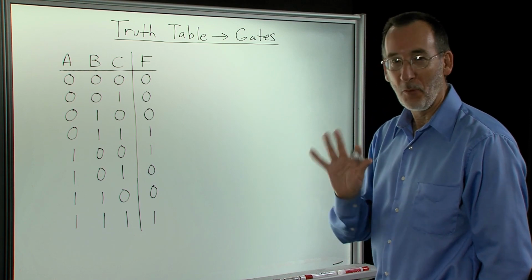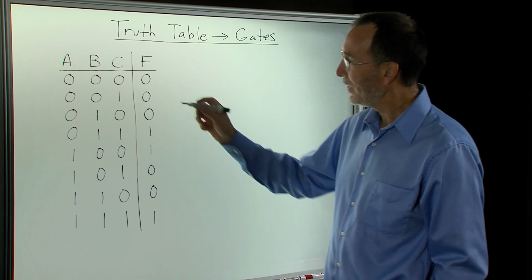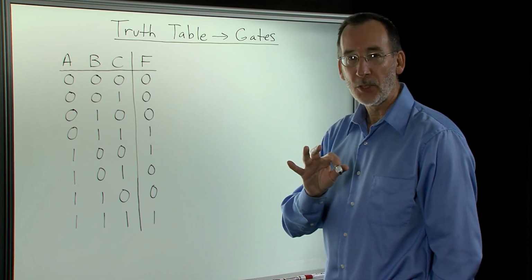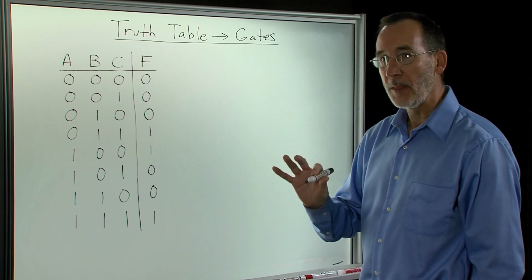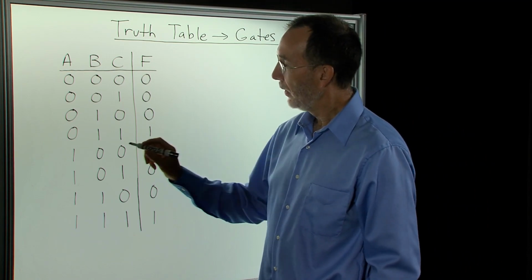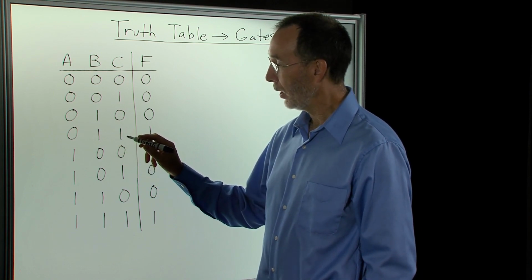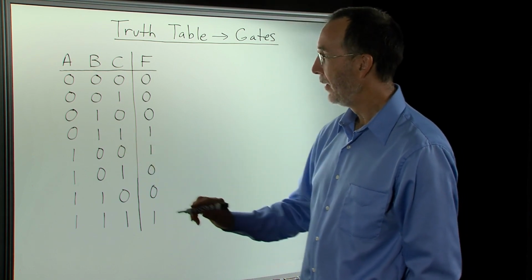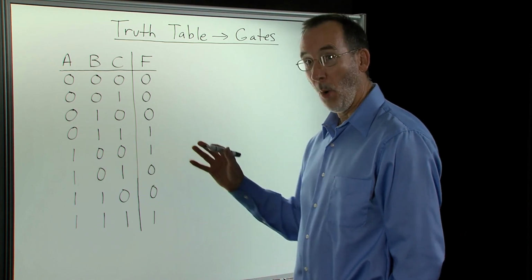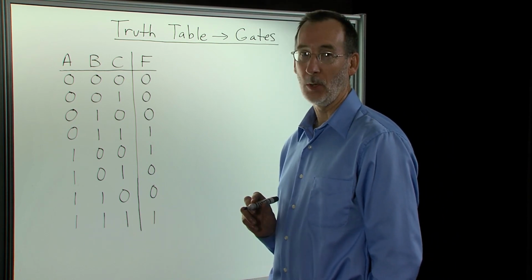So first of all, let's talk verbally about what this function means. Now, you can do this in two ways. You can focus on the zeros of f, or you can focus on the ones of f. So let's focus on the ones. So verbally, what this function means is f is a 1 if a is 0 and b is 1 and c is 1, or a is 1 and b is 0 and c is 0, or a is 1 and b is 1 and c is 1.